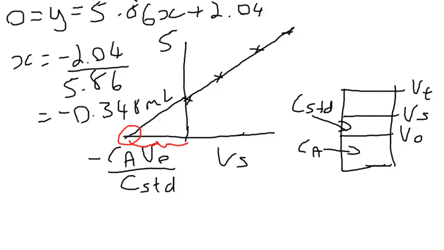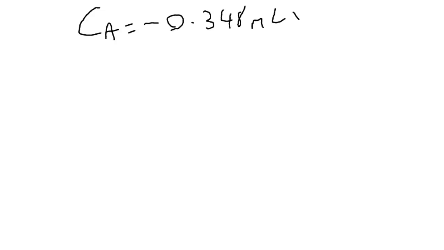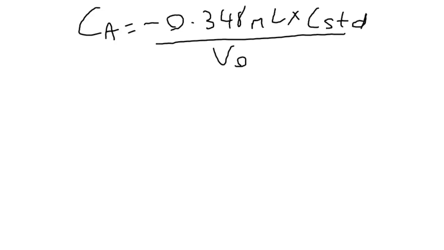And the units of this are going to be milliliters, or if you're measuring liters, it would be liters, whatever the volume unit is. So now we can set that equal to this whole equation. Okay, so let's do that. We can rearrange then for Ca, which is the concentration of analyte, what we're looking for. And we could say that equals 0.348 milliliters times the concentration of the standard divided by the volume of the sample.